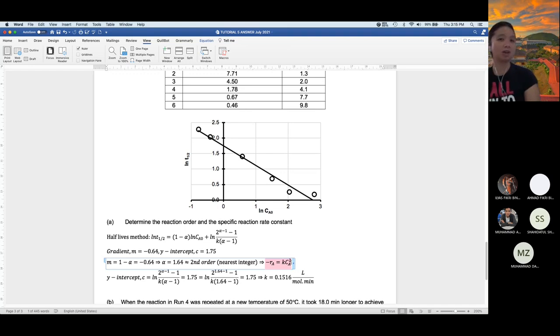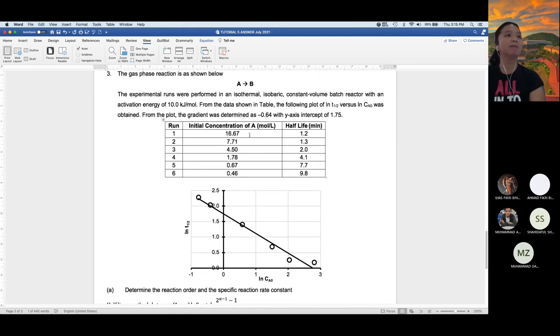Okay, so done. Kita cari rate law dia. Second, nak cari k. So k tu of course daripada part belakang kan. Part belakang tu kan ada k. So kita carilah. So ln 2 power alpha minus 1 per k alpha minus 1 equals to your y-intercept. Y-intercept nak dapat daripada mana? Dapat daripada soalan.